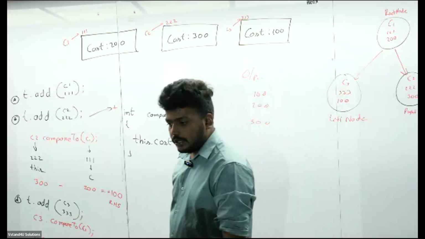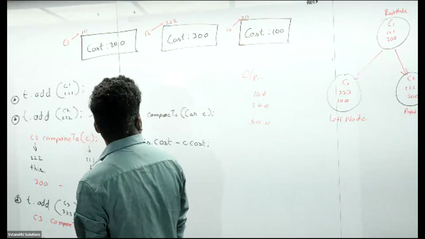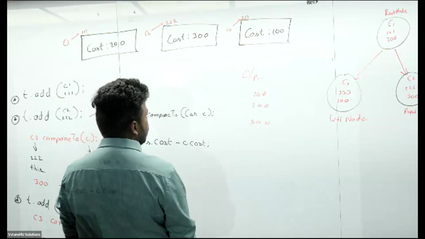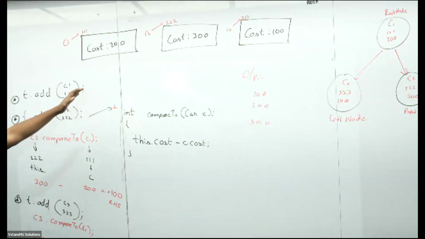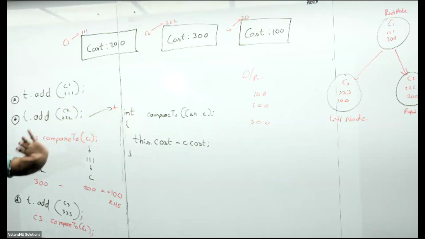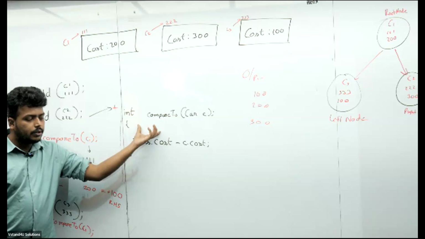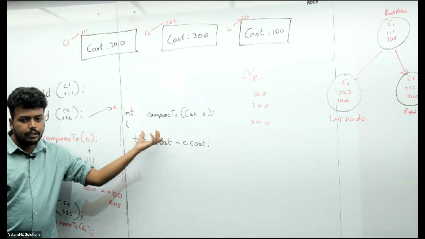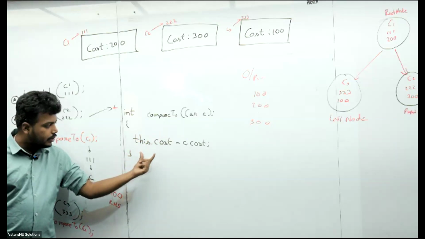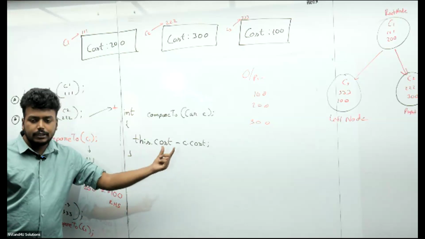C1 now. Yeah, correct. C1 is 200. Okay, 200 will be stored in the root node. Then listen, this is a very, very important topic. t.add(c2). Now here I have to do some calculations. What is this? This is the overriding of the abstract compareTo method. Here I'm giving this.cost minus c.cost.